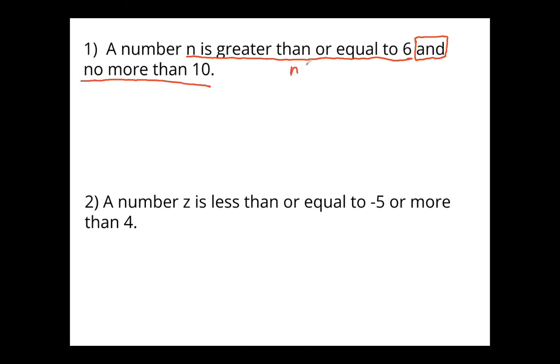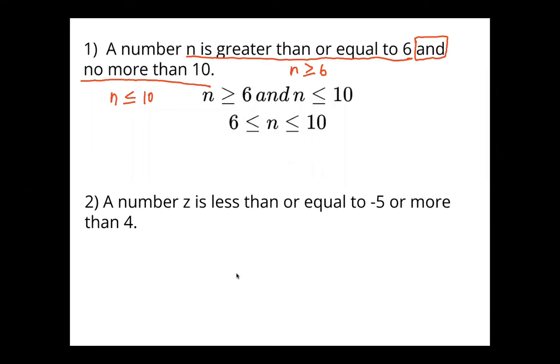So n is going to be greater than or equal to 6, and n will be no more than, or less than or equal to, 10. So there are your 2 inequalities joined with the word and. Again, you can express it in this descending order. So first put your least value to the left.